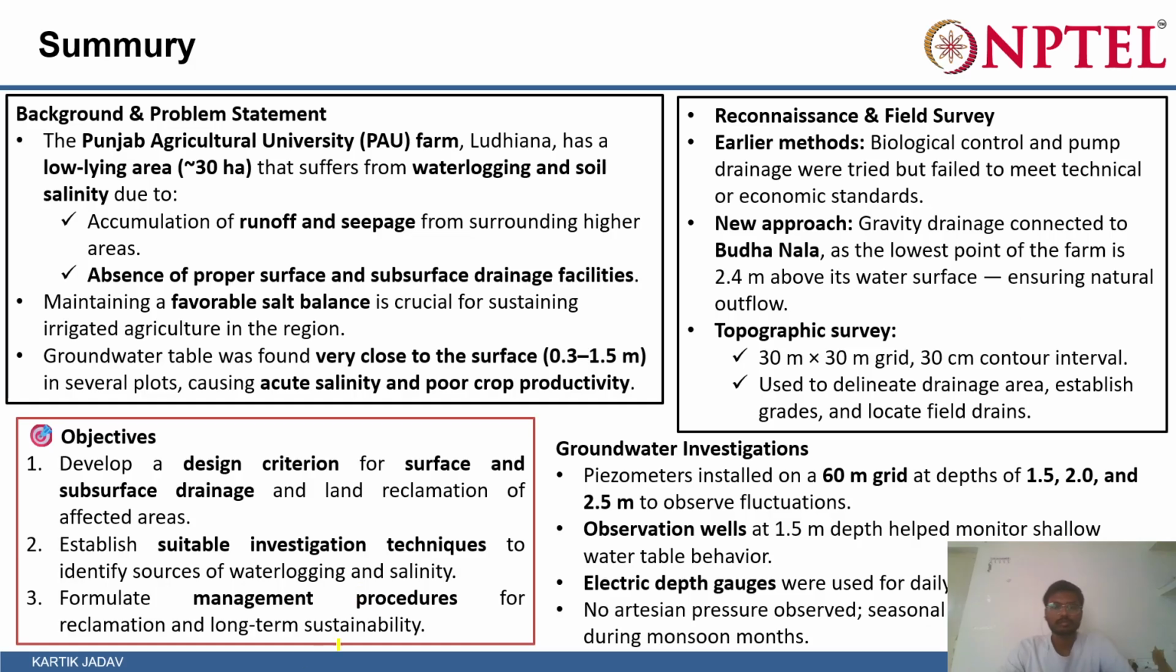So basically, there is a case study of the Punjab Agricultural University farm that we looked at, which is located in a low-lying area. The study area is around 30 hectares.